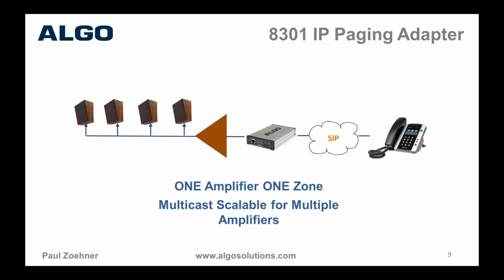There's actually two flavors of this IP paging adapter. The 8301 that I've mentioned is designed for one amplifier that has one zone behind it, and that means that all of the speakers behind that amplifier are wired together on one copper run, so we can't page them separately because they're all tied on the same wire pair. So the 8301 is really designed for that case where you have one amplifier and one zone. Of course, if you have multiple amplifiers, again, it's scalable.